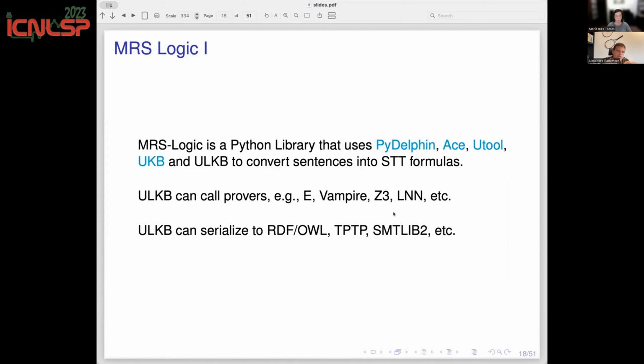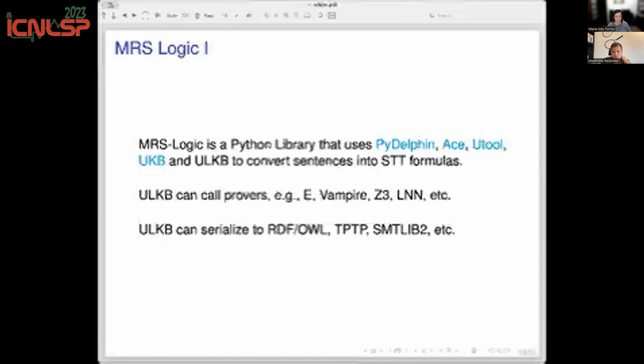ULKB is just the language to express the formulas, and MRS logic is the library that translates MRS into the ULKB language. So it's also a Python library. We started from Python because we could reuse some other libraries. PyDelph-In is a library implemented by the DELPH-IN Consortium to orchestrate the calling of different tools.